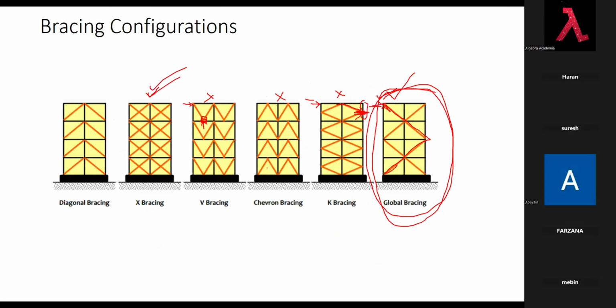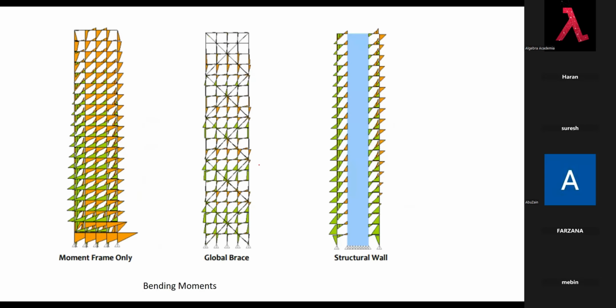Then we apply the lateral load, and we will compare how the bending moments are developed. If there is no shear wall or anything, you can see here the bending. This is a moment resisting frame.